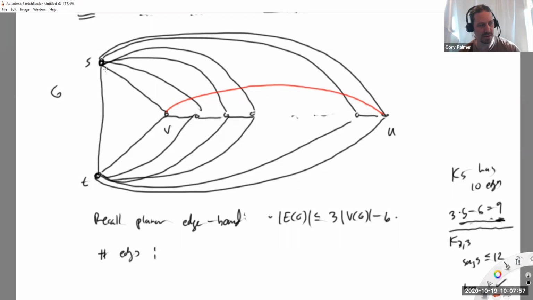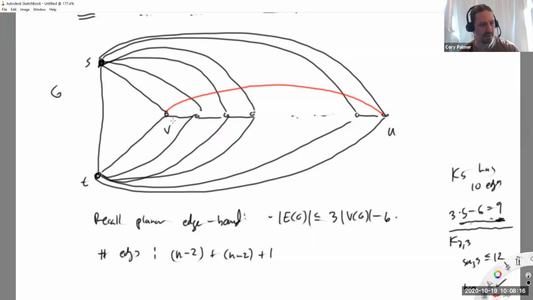And let's not count by degrees exactly. Let's just count edges carefully. So S sends edges to the path there, and so does T. S sends n minus 2 to the path, T sends n minus 2 to the path, and then there's one edge between S and T. I'm avoiding double counting edges, so I don't have to divide by 2 or anything like that.